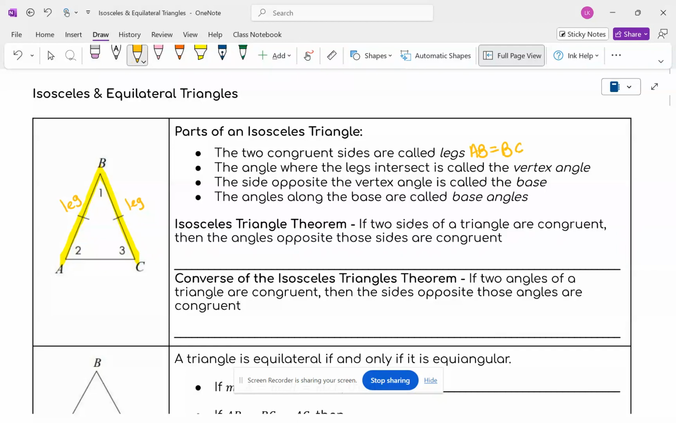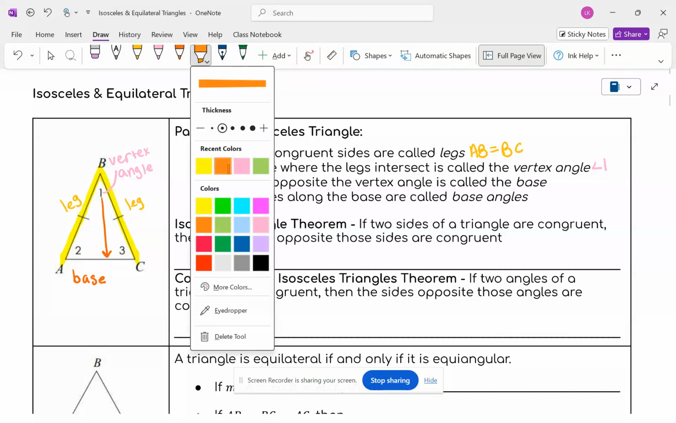Okay. The angle where the legs intersect is called the vertex angle. That's right here up at angle 1. You can think about it as what do they have in common? And that's angle 1. The side opposite the vertex is called the base. So if I draw a line from the vertex angle straight down, that is the base. So that is AC. And I can highlight it a different color.